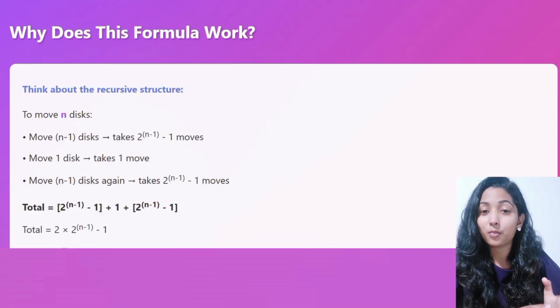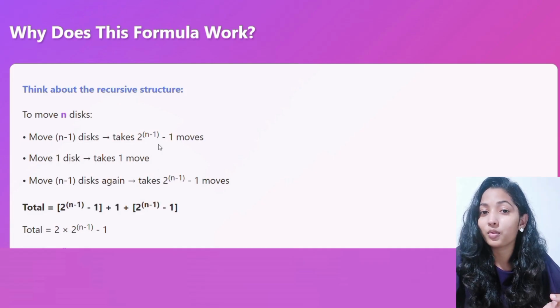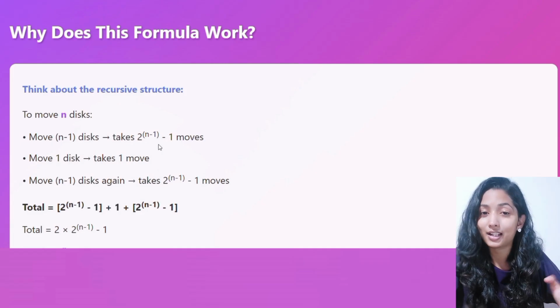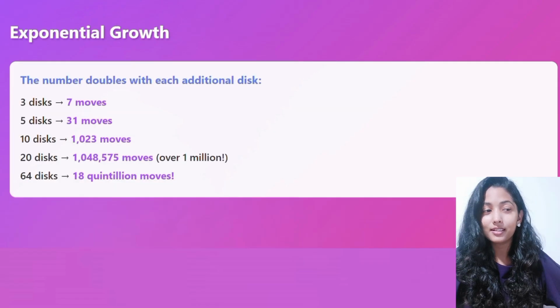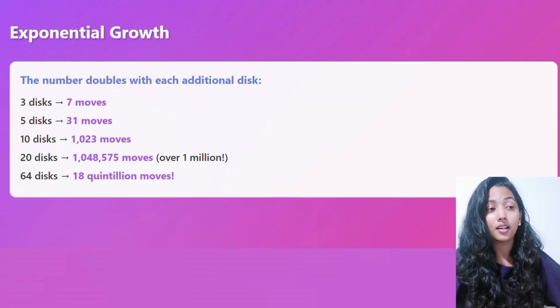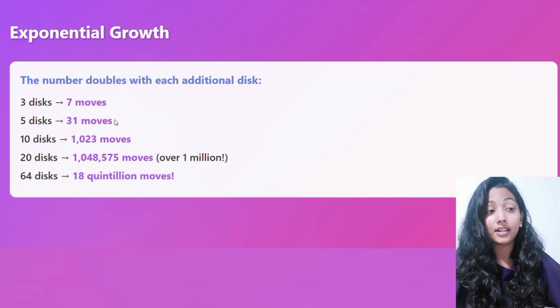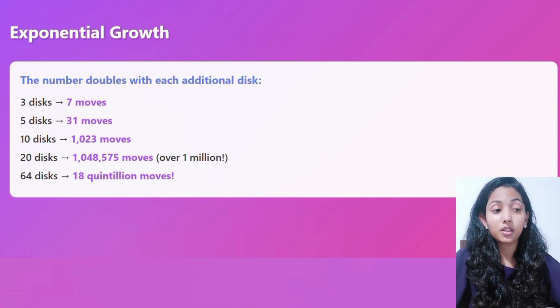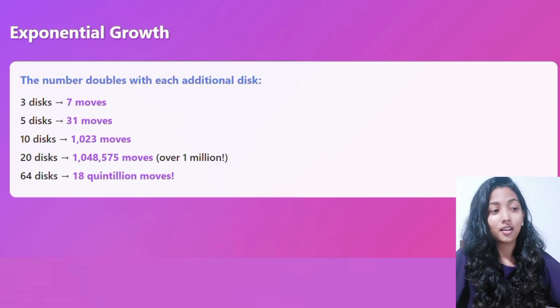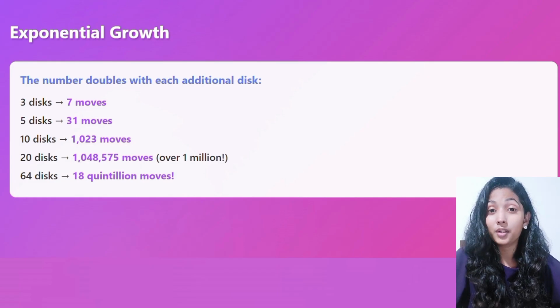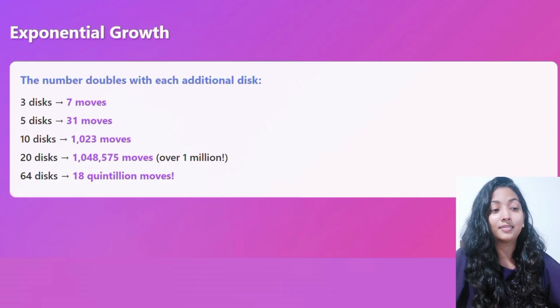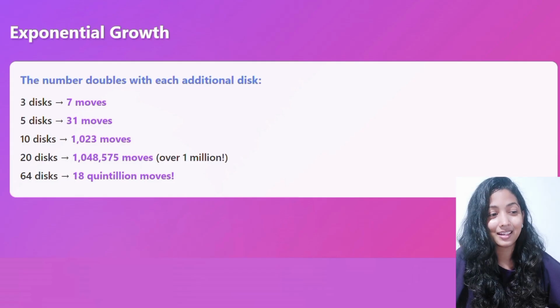So here I provided more details. Why does this formula work? You can get an idea from this also. Here we can see exponential growth. The number doubles with each additional disk. 3 disks, 7 moves. 5 disks, 31 moves. 10 disks, 1023 moves. For 20 disks, it is over 1 million moves. And for 64 disks, a lot of moves.